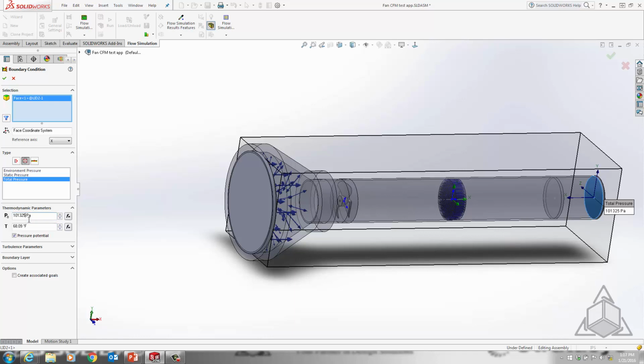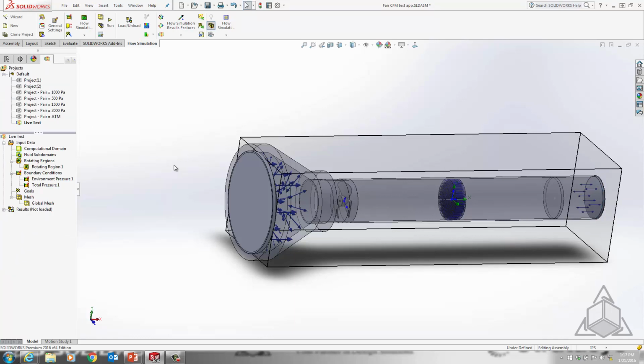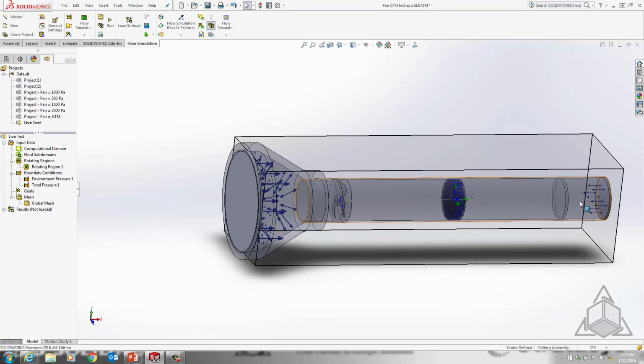And I'm going to just come in here and say plus 1,000 pascals. And you can see now it's 102,325 pascals. And I say okay, so now the pressure at the end is higher than atmosphere. So there is a gauge pressure of 1,000 pascals acting on the air as it's being blown, as it's going to blow out.